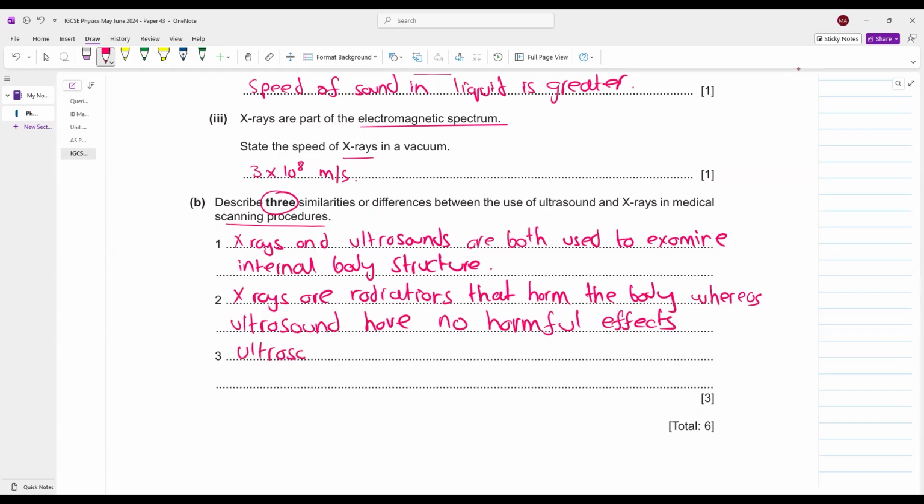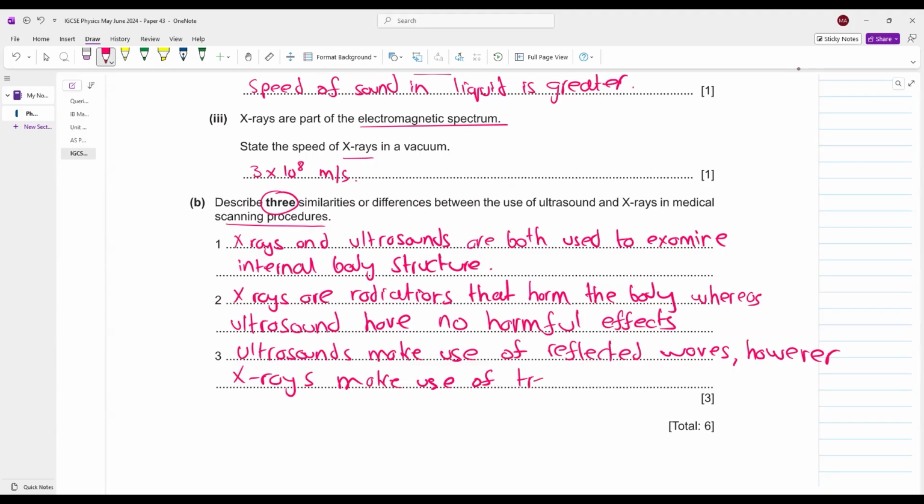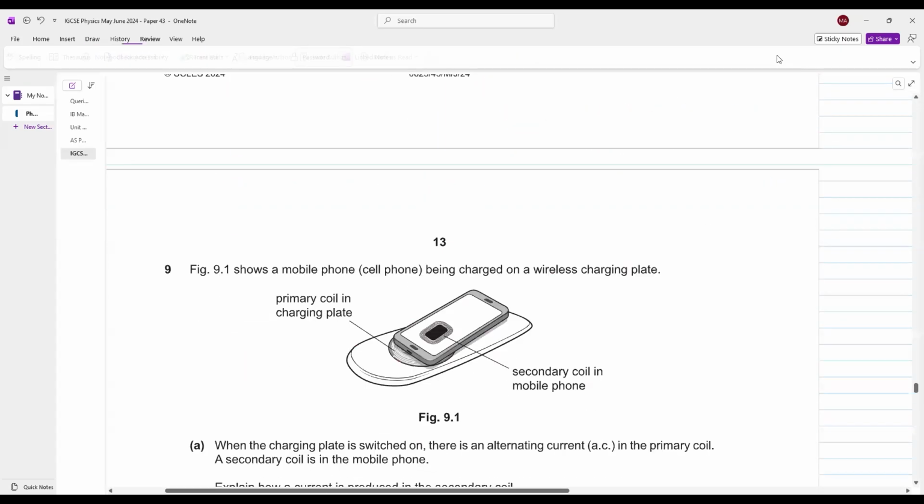Ultrasounds make use of reflected waves. However, X-rays make use of transmitted radiations. Transmitted radiations. Simple as that. Let's further move ahead. आगे बढ़ते हैं बेटा. अच्छा जी, अब क्या लिखा हुआ है?